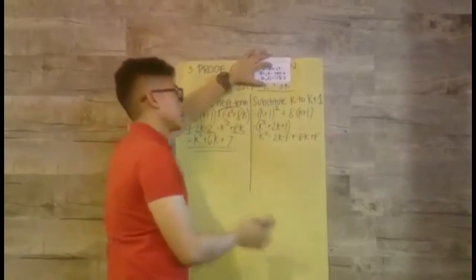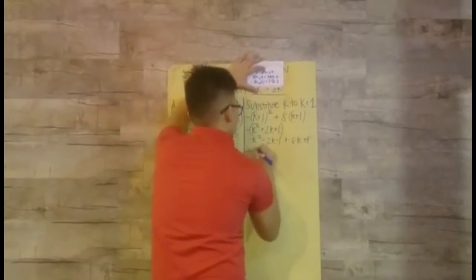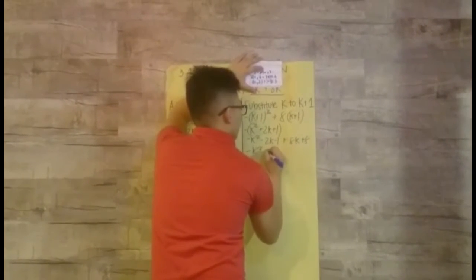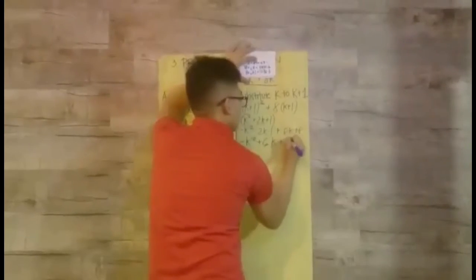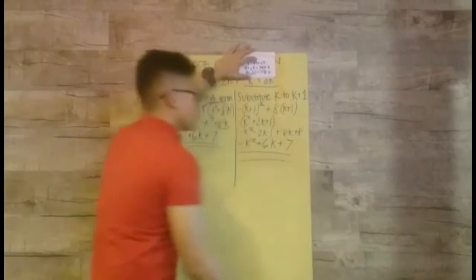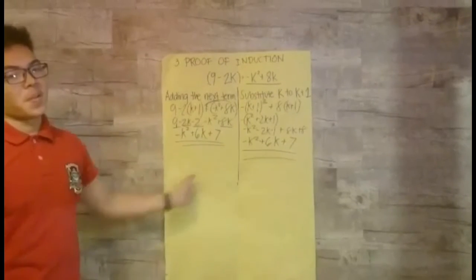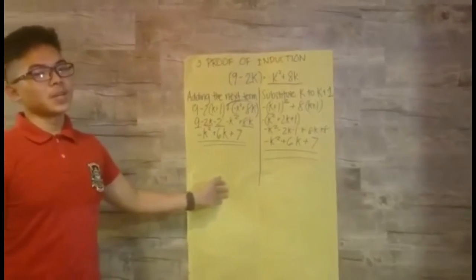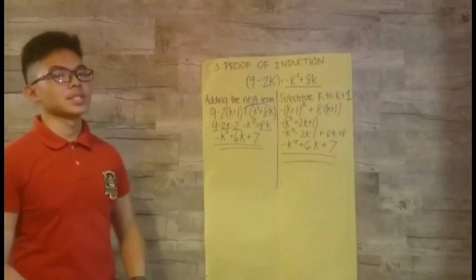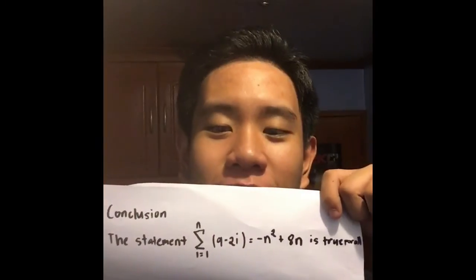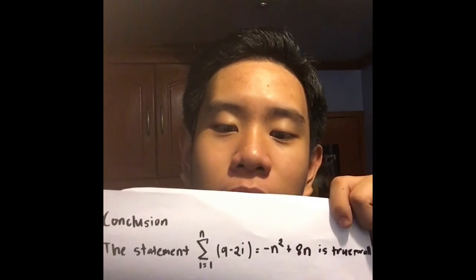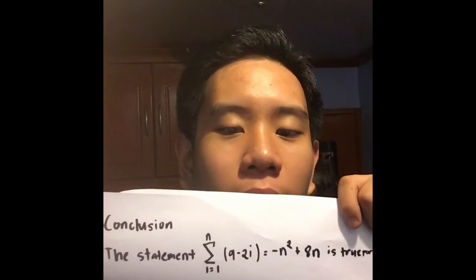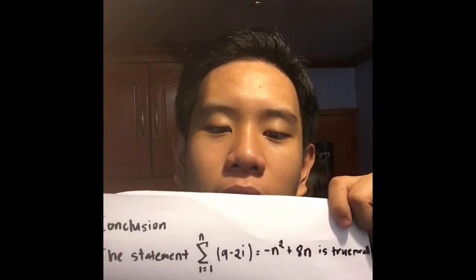After that, combine the like terms. Negative k squared plus 6k plus 7. As you can see, both sides are equal now, thus proving your induction hypothesis. Guys, therefore, we conclude that the statement, the summation of 9 minus 2i is equal to negative n squared plus 8n, is true for all n.